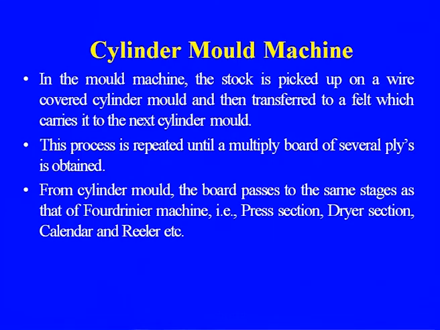From the cylinder mold, the board passes to the same stages as that of the Fourdrinier machine, that is the press section, dryer section, the calendar section, and the reeler section. Let us come to the final part, because as I told you earlier, paper making is an art. Quality of the paper totally depends upon the caliber of the people who are there, smooth running of the machine, and quality of the paper.